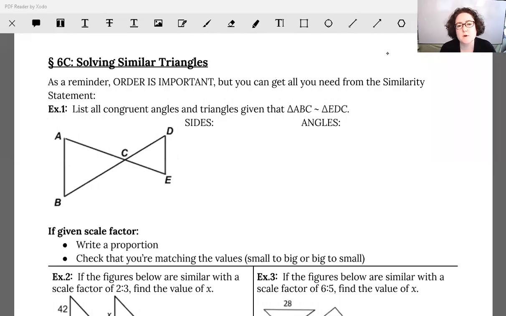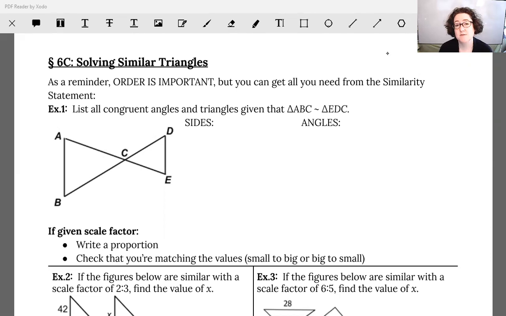In today's video, we're going to look at solving similar triangles. So we'll be solving for missing sides, given a variety of diagrams or sets of information. But just as a reminder, when we're looking at similar triangles, the order in which we compare our sides, or figure out which sides are compared in a proportion, is extremely important.